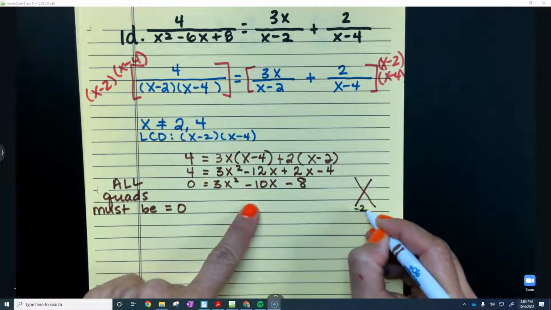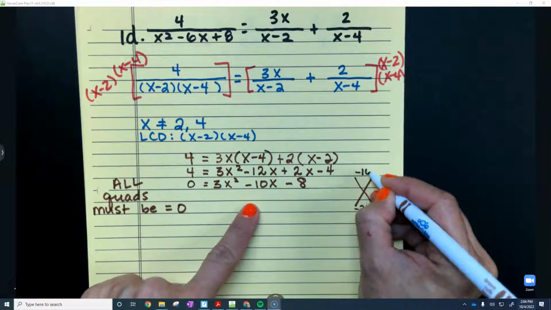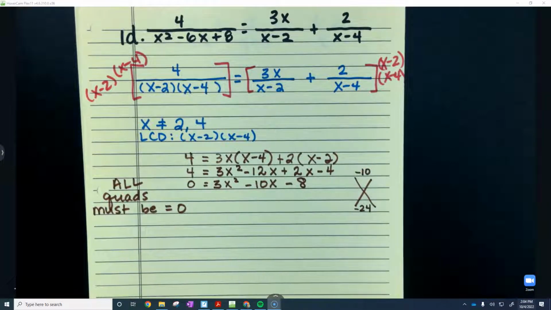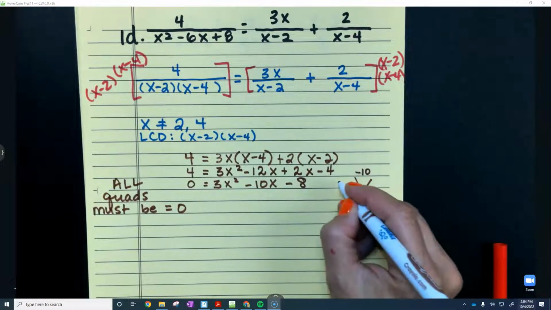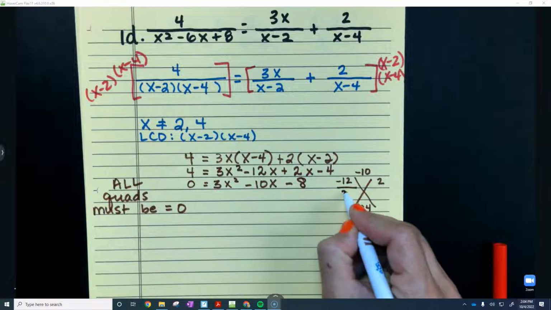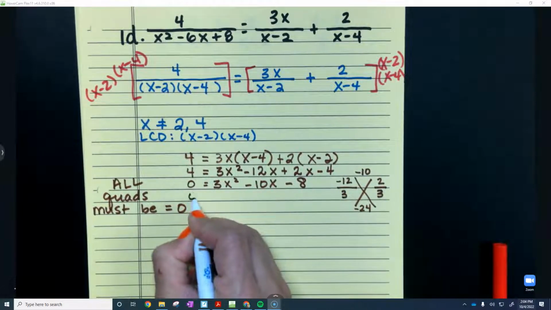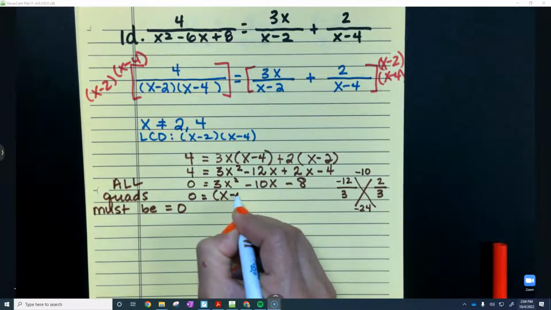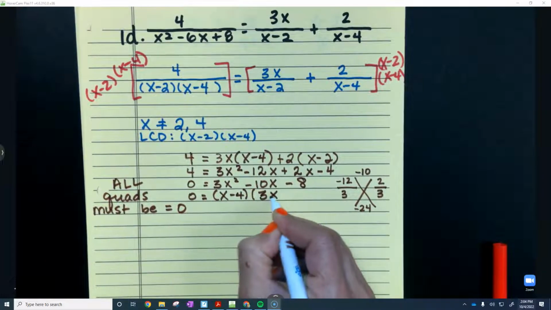I need numbers that multiply to a negative 24 but combine to make a negative 10. What are those numbers? 6 and 4 makes 24, but it would make a positive 24. We need a negative 24 and a negative 10. Yeah, 12 and 2 are the ones we're going to have to use. Make the 12 negative and the 2 positive. There we go. Don't forget to divide by the a value. So our factored form is going to be x minus 4 and then 3x plus 2.